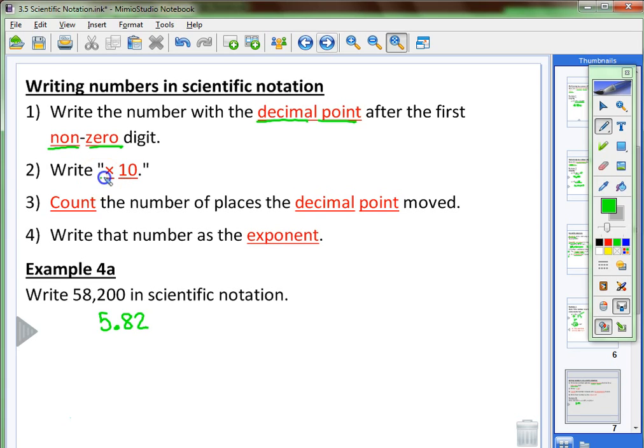The second part is the easiest part. You just write times 10. Part 2 is done. All right, then the next thing that you have to do is count the number of places the decimal point moved. So it started out after this last 0, and it moved 1, 2, 3, 4 places. That number becomes the exponent. So step 4, write that number as the exponent. So our answer for this problem is 5.82 times 10 to the 4th power.